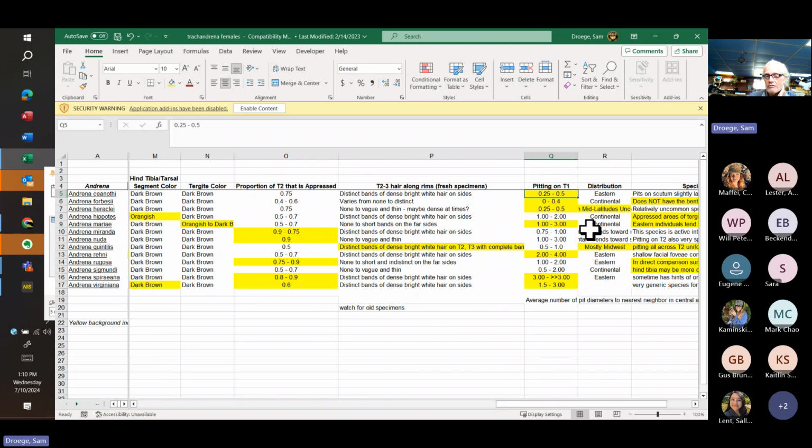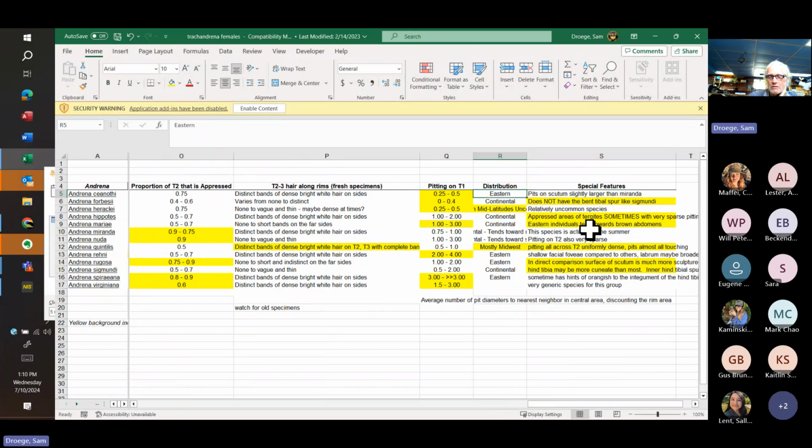So 0.25 to 0.5 pits apart on average. What that means effectively is that there's really dense pitting on T1. So we're looking for that. And here's just some hints.